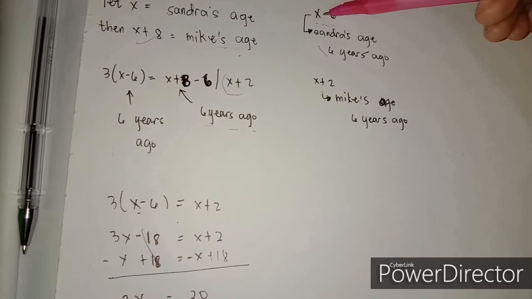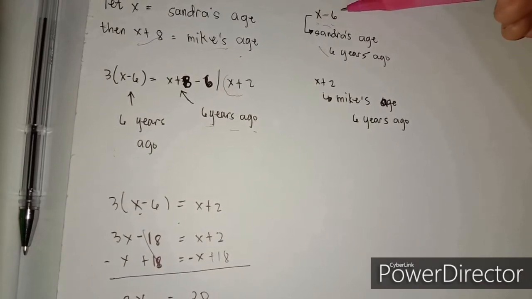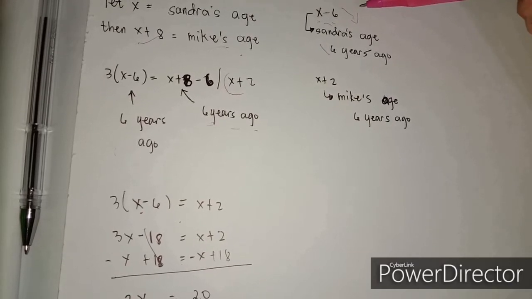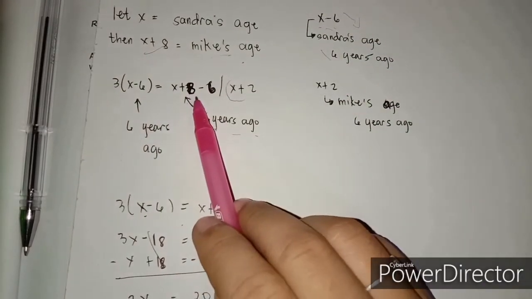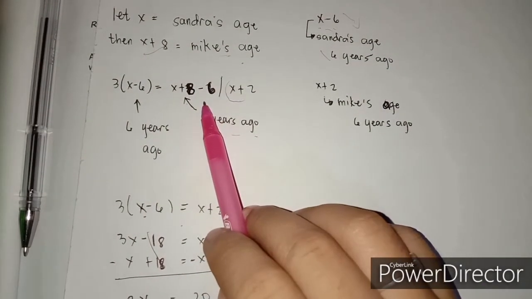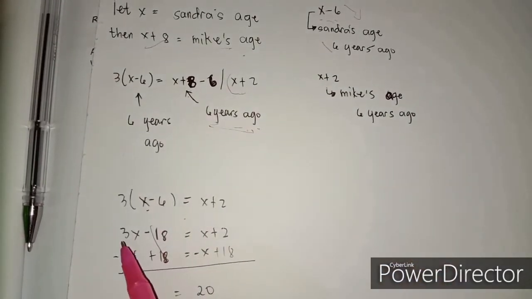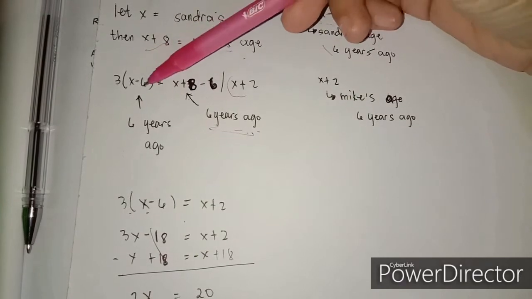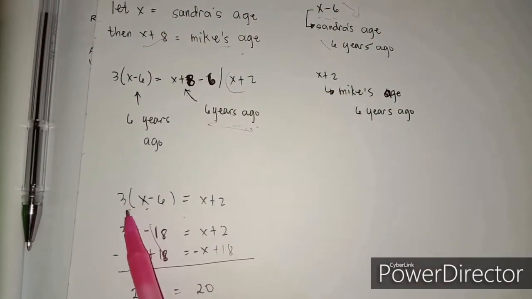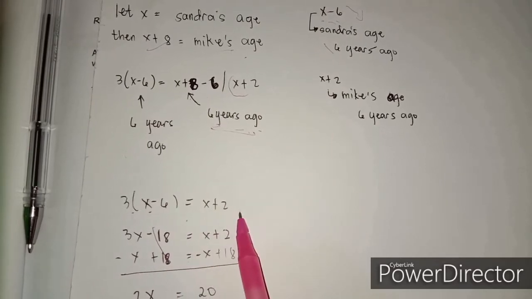x minus 6, because it was 6 years before, or 6 years ago. So this will be Sandra's age. And x plus 8 minus 6, or x plus 2, will be Mike's age 6 years ago. So that will be multiplied by 3, because Mike is 3 times as old as Sandra. So this one, 3 times x minus 6 is equal to x plus 2.